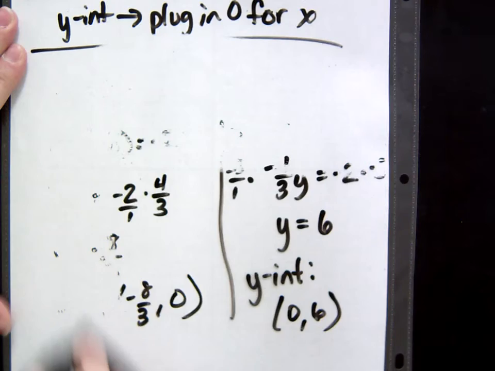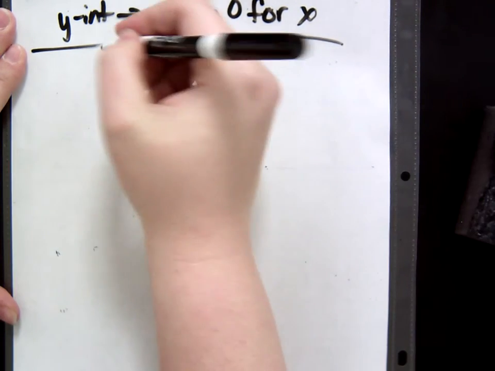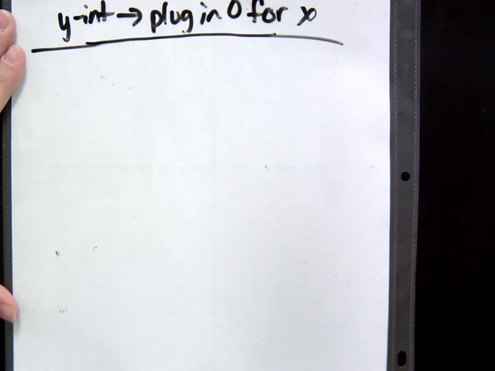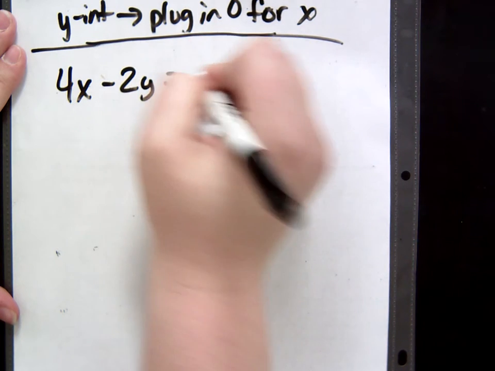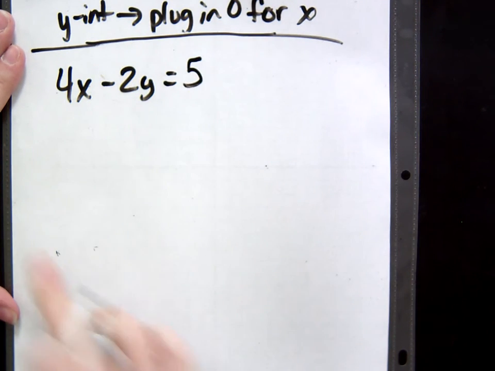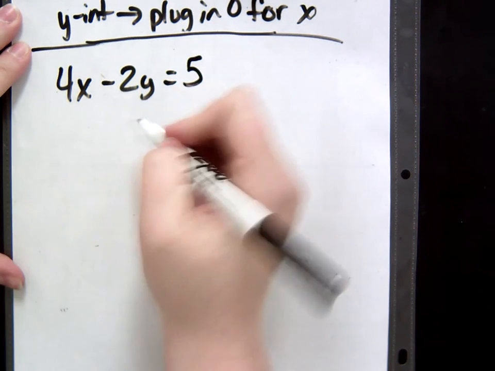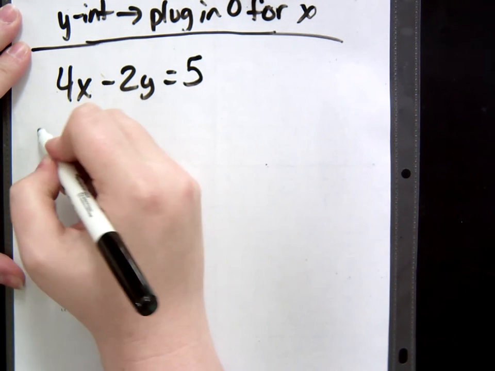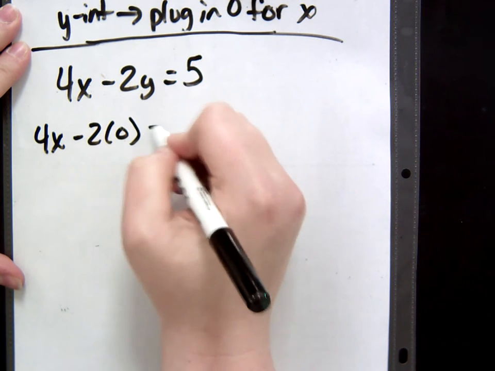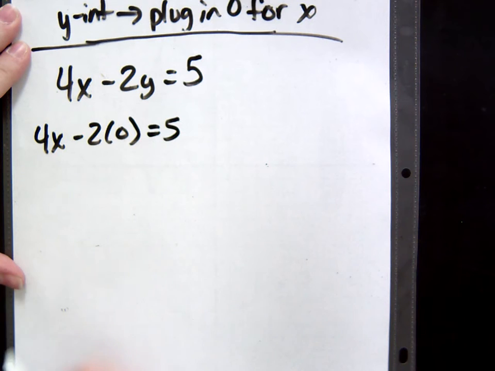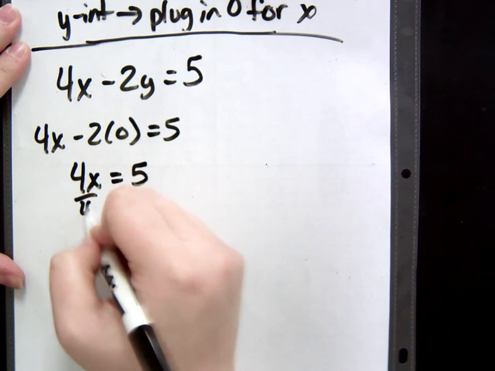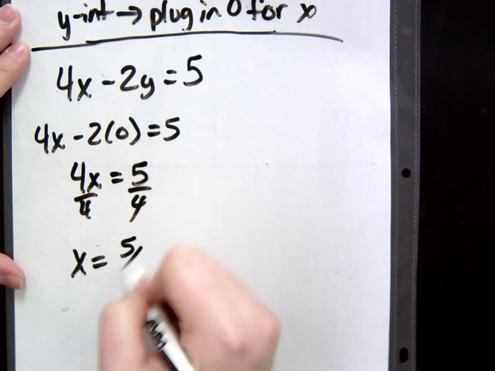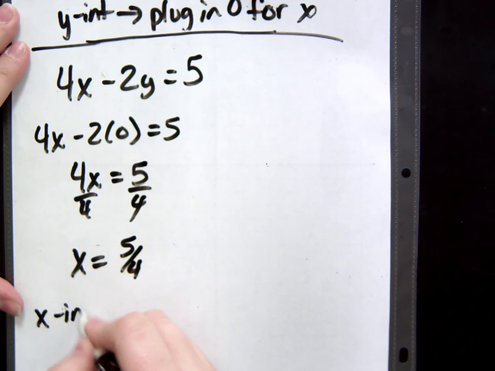Do another example. Let's take 4x minus 2y equals 5. Okay. For the x-intercept, I'm going to replace the y with 0. So 4x minus 2 times 0 equals 5. Bring down what I have. This is just 0, so all I can bring down is 4x. Divide off the 4, and I get 5/4 for my x. So the x-intercept is 5/4, 0.